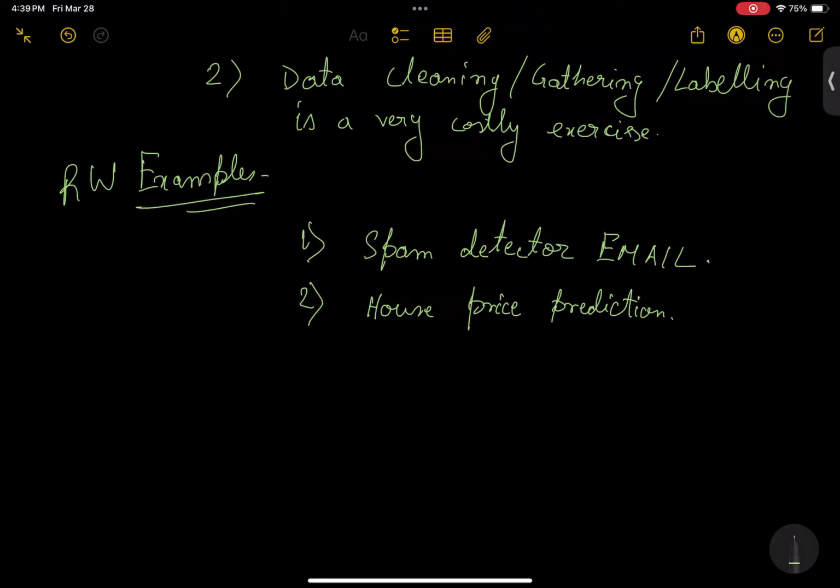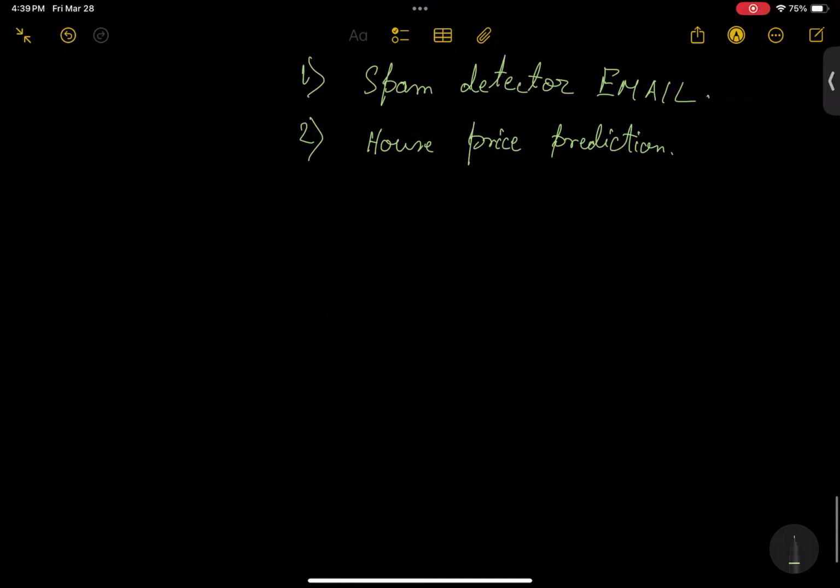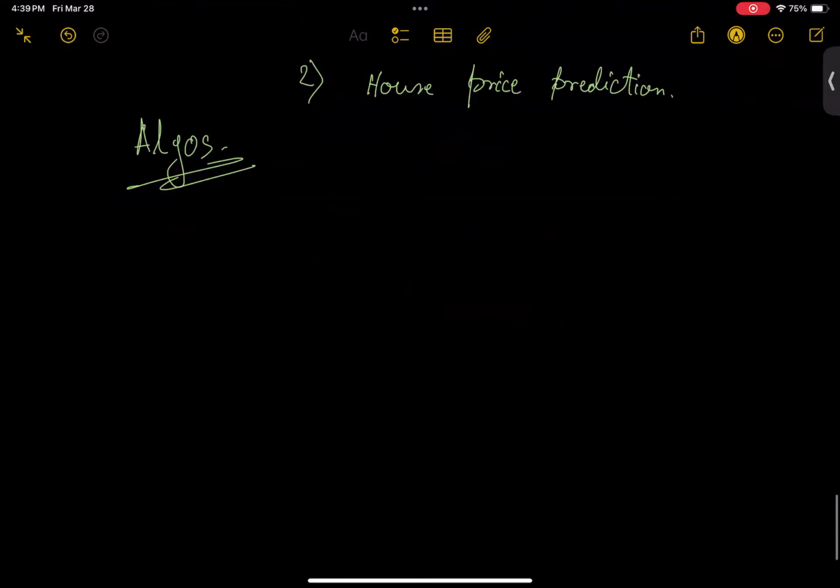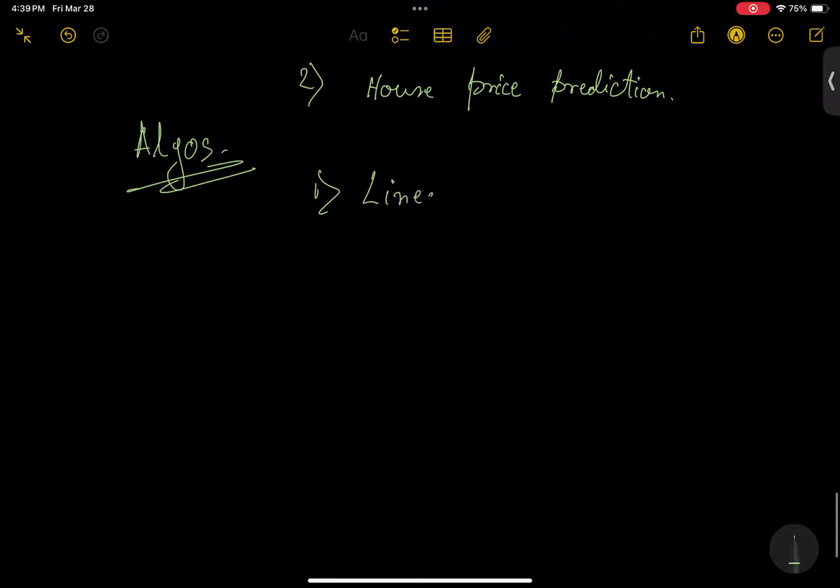Now, there are certain algorithms which are essential for our supervised machine learning system. The first is linear or logistic regression. The second is called decision trees.